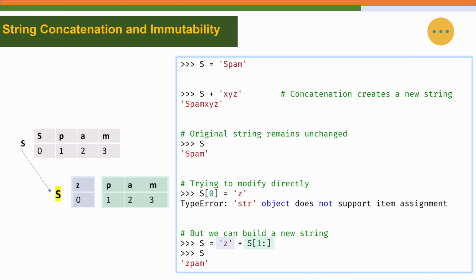So this statement does the same. Now the new value of s is zpam. Essentially, you are not modifying the old string, you are creating a new one and assigning it to the same variable name. Behind the scenes, Python automatically handles memory management and cleans up the old unused string when it's no longer referenced. So the key takeaway here is that strings are immutable, but names are not. You can rebind a name to a new object whenever you need to.